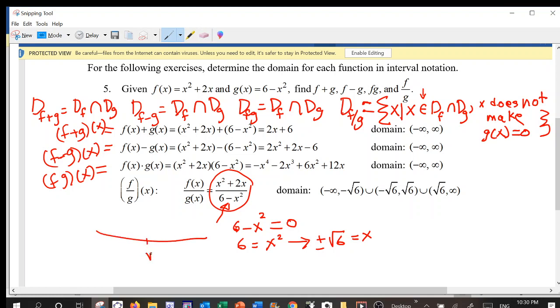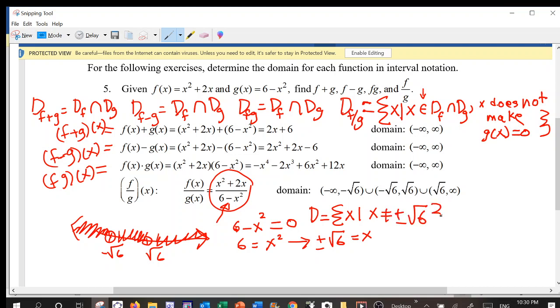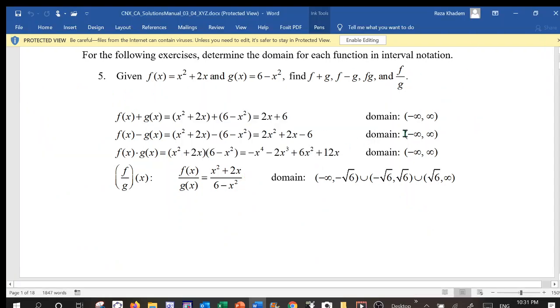So this is the square root of 6. And this is negative square root of 6. So everything is good except these two numbers, right? Everything to the left is good. Everything in the middle is good. And everything to the right is good. And that's how you write that. Or you can write the domain as a set like this, such that x is not plus and minus the square root of 6. That's another way to write it. So that's 5. So let's do a few more.